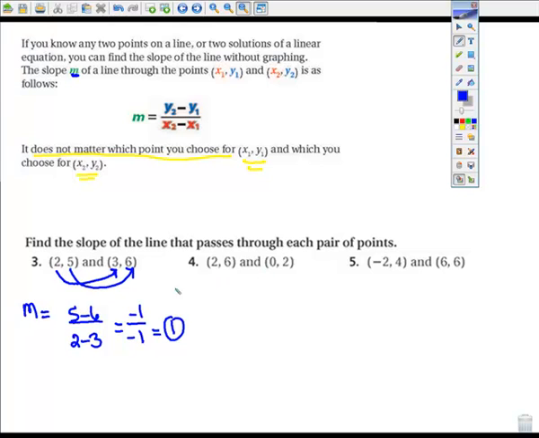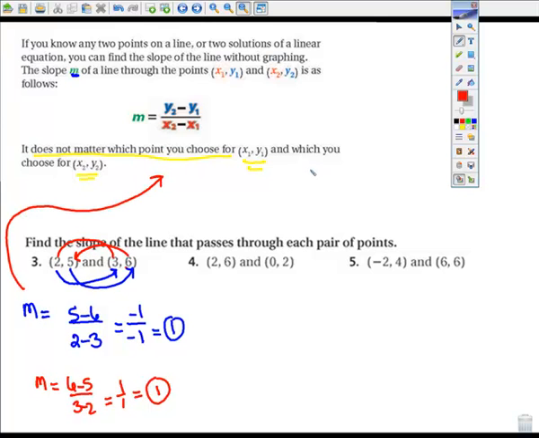Just to show you that it doesn't matter if I take it the opposite way and I did 6 minus 5 over 3 minus 2, that would give me 1 over 1, which still equals 1. So this shows you that this statement is true. I generally just go from left to right though. So my slope for my second one, 6 minus 2, those are my y's, and 2 minus 0.